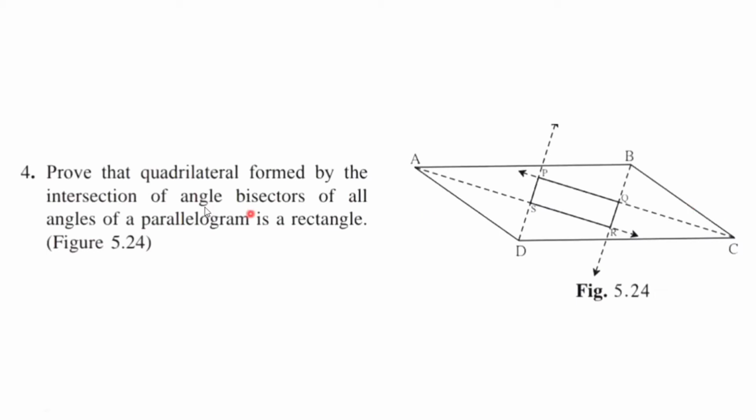Let's solve the next question. Prove that a quadrilateral formed by intersection of angle bisectors of all angles of a parallelogram is a rectangle.